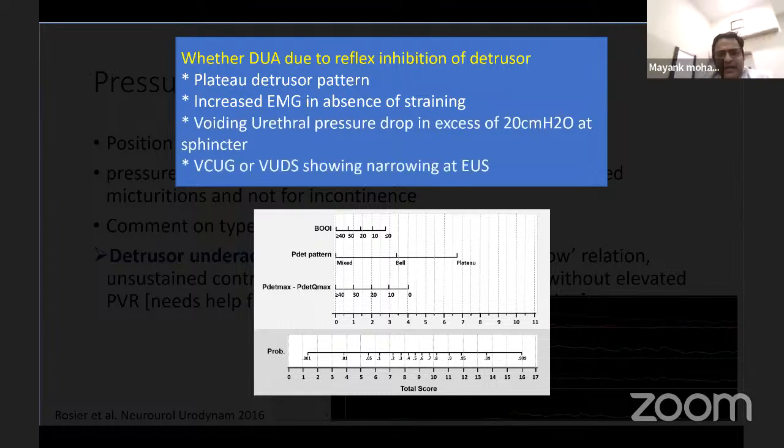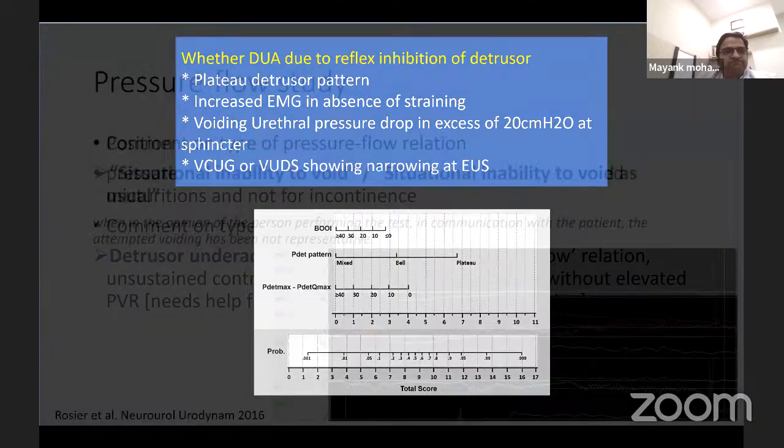So we found plateau detrusor pattern, increased EMG in absence of straining, and okay, UPP you can leave aside, and BOI of less than 40, and less than 10 rise from pdet at Qmax to Qmax, as a marker of sphincteric dysfunction. So even without having to do a video urodynamics, even without UPP, you may actually get a VCUG done separately. You can diagnose sphincteric dysfunction with great accuracy.